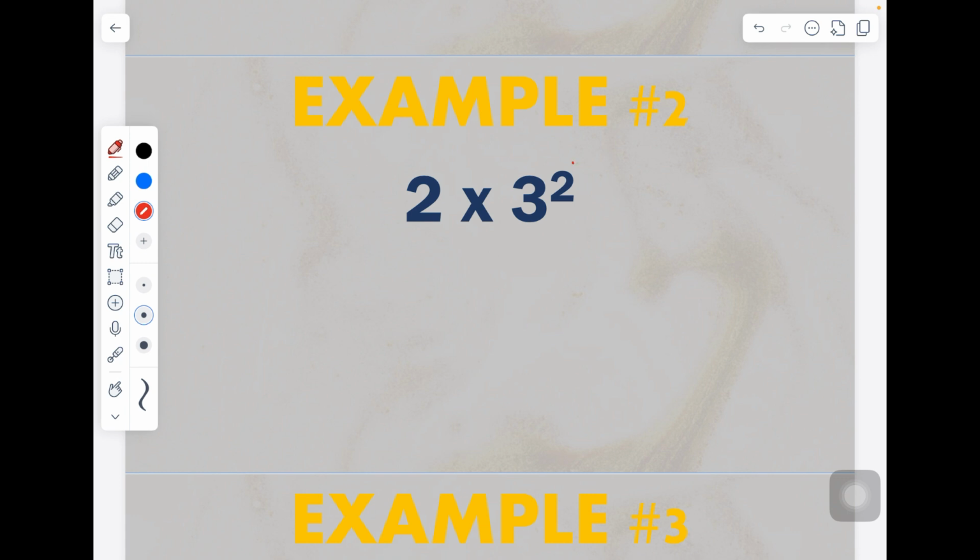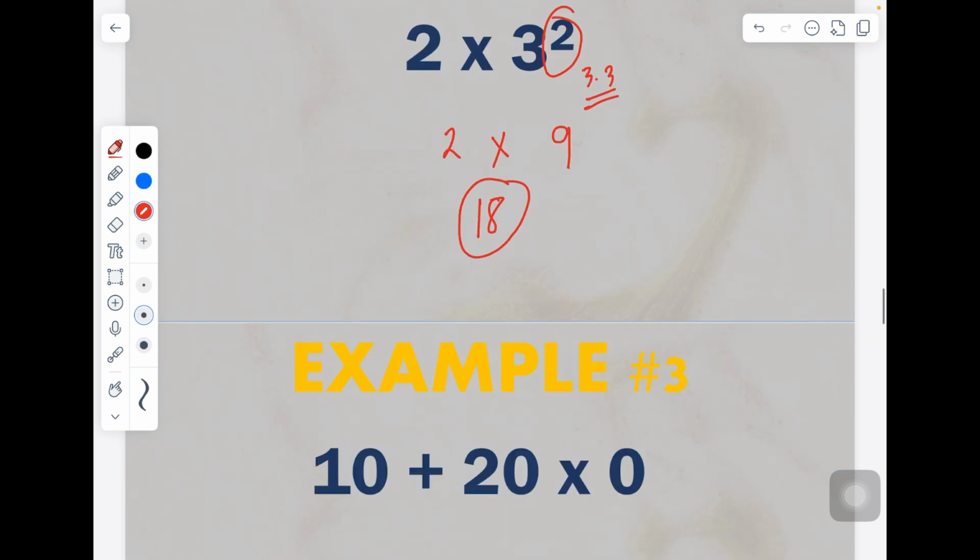Drill number 2: 2 times 3 squared. In PEMDAS, there's no parenthesis here, but there's an exponent. 3 squared, or 3 raised to 2, or 3 raised to the second power, means you have to multiply 3 by itself 2 times. So 3 times 3 is 9. Then copy 2 and the multiplication sign and perform the operation. 2 times 9 is 18.